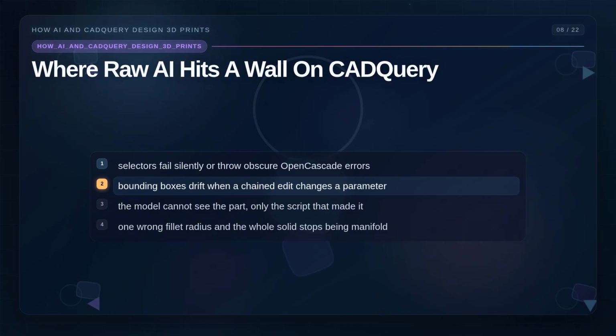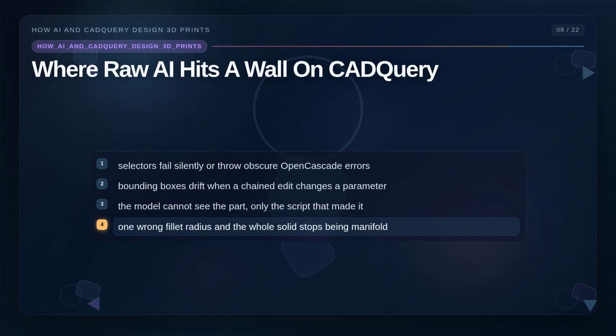Failure 1 is selectors that miss. The model selects an edge that does not exist on the current solid, and the operation either errors or, worse, applies to a different edge that happens to match. Failure 2 is bounding box drift. You ask for a small edit, the model rewrites a chained block, and the resulting part is silently the wrong size. Failure 3, and this is the deepest one, is that the model cannot see the part. It writes the script blind, runs it in its head, and has no idea whether the result actually looks like what you asked for.